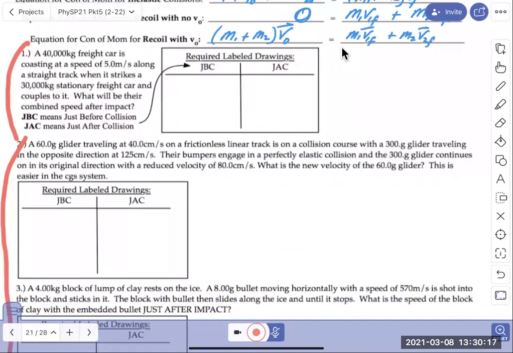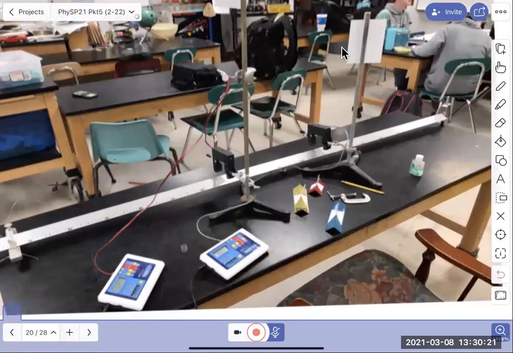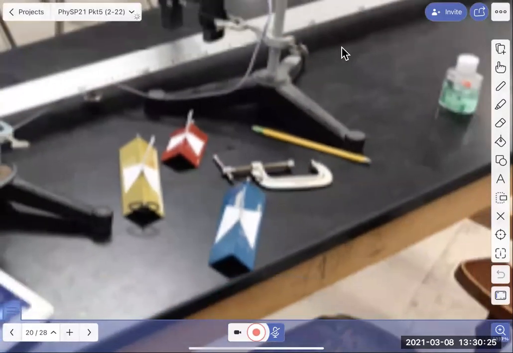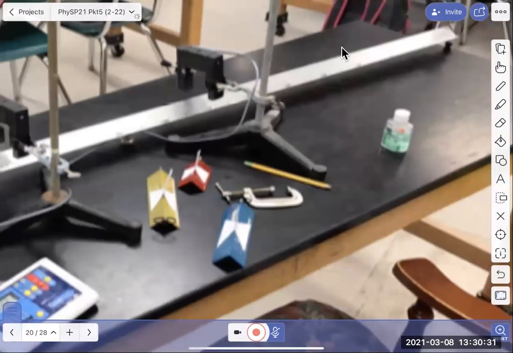Okay, so gliders. Now these are gliders like what we're going to use. You can see them there. There are 3 gliders. I was holding them up in class today. There's Gold Wing, there's Red Dog, and there's Blue Boy. And those are kind of like the gladiators.